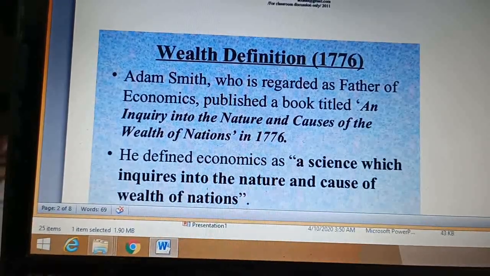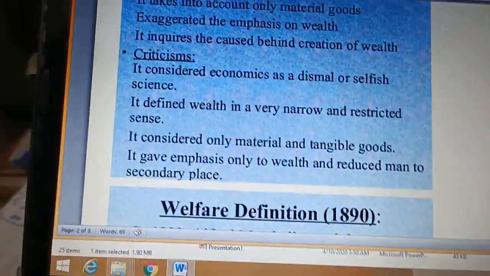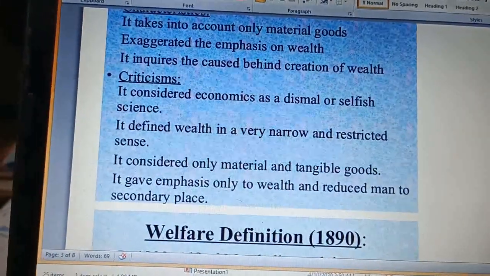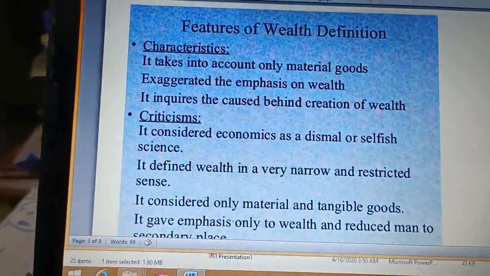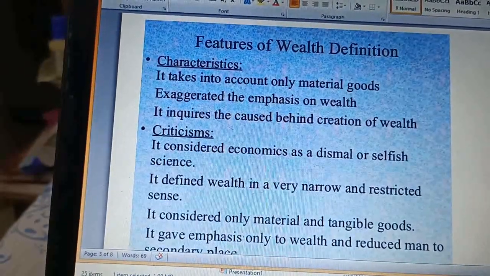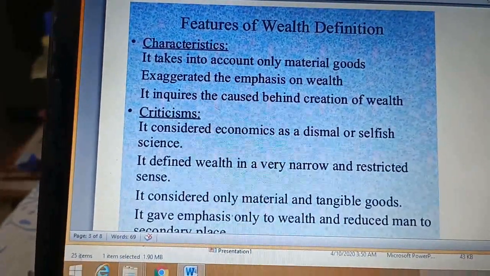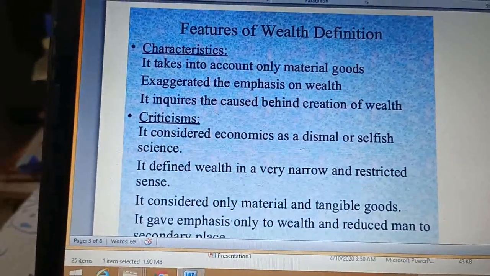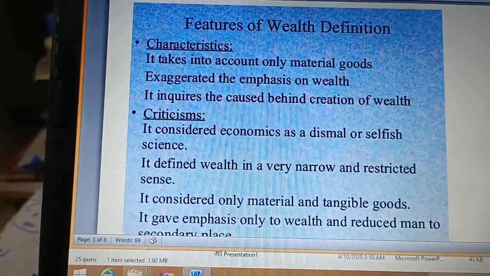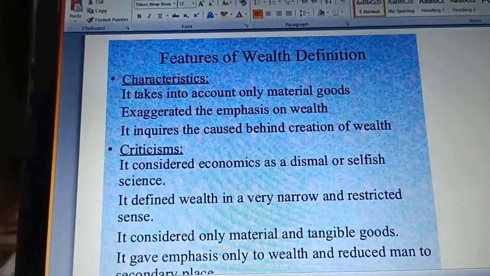Definition of wealth related was given in 1776. Then the material welfare definition was given later. See here, if we do detail of wealth related, it takes into account only material goods, meaning it focuses on wealth only. It inquires into the causes behind creation of wealth, how we can create more and more wealth. It was criticized by different philosophers of that time. It considers economics as a dismal or selfish science.